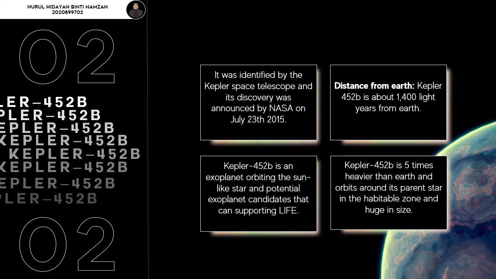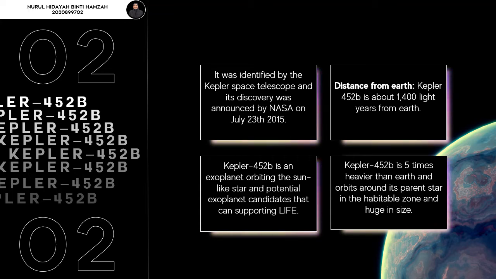Kepler 452b was identified by the Kepler Space Telescope, and its discovery was announced by NASA on July 23, 2015. Situated 1,400 light-years away from Earth, Kepler 452b, also known as Earth 2.0, orbits a sun-like star named Kepler 452. Kepler 452b is one of the most potential exoplanet candidates capable of supporting life. In fact, scientists have already started scanning radio transmissions coming from this planet.